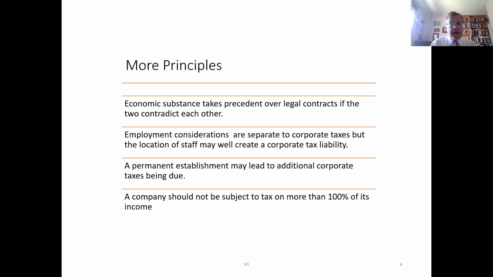And the final principle that I look at is a company should not be subject to tax on more than 100% of its income. What do I mean by that? If, let's say, I make £100,000 and I split my operations between France and the UK, if the UK taxes £50,000 worth of my profits, the French should not tax more than the other 50,000 of my profits. And if the French want to tax 60,000, then there needs to be discussion between the French and the UK tax authorities about who is taxing what and how much.